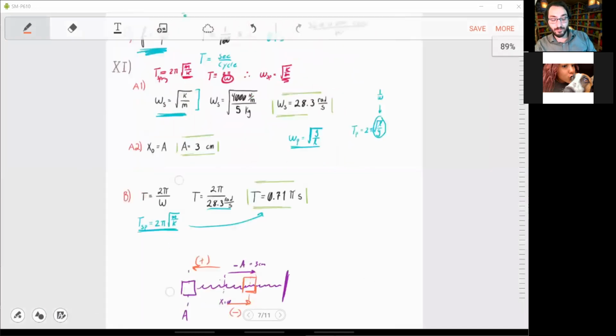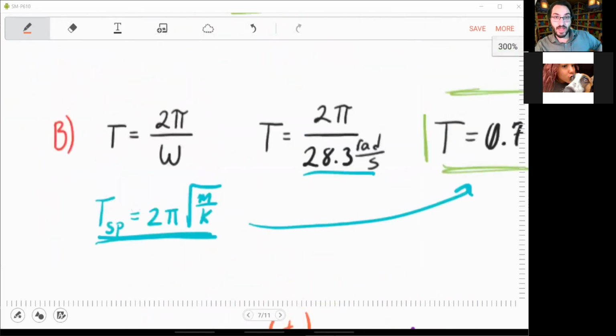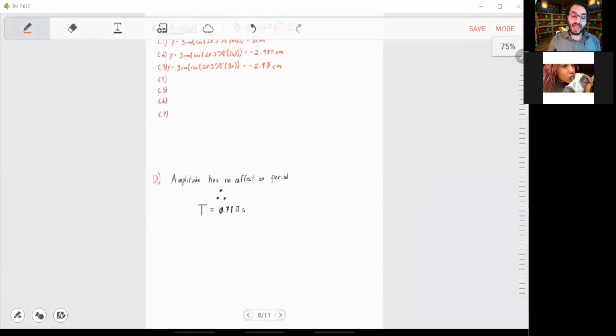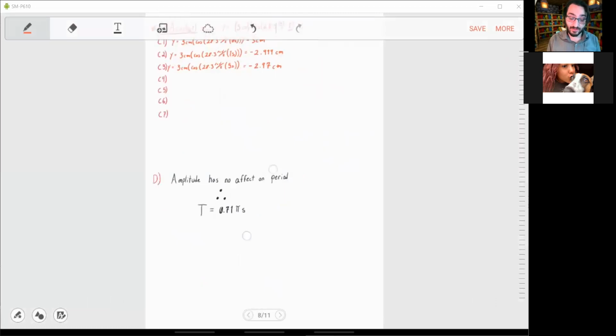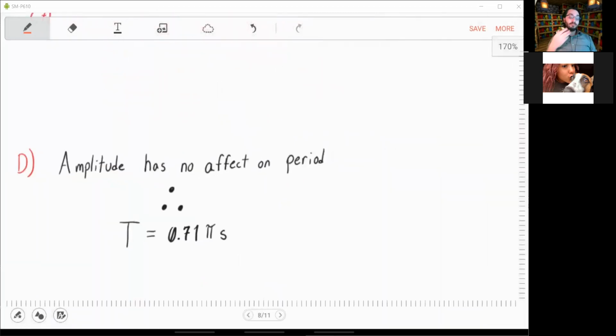Well, we said that the period is 2 pi over omega. The period of a spring specifically is 2 pi radical m over k. Amplitude is nowhere to be found here. Remember what we said about simple harmonic oscillators. Amplitude has no effect on the period. Therefore, T is, did I do that right? Yes, so there wasn't really anything that I had to change. I just had to answer those ones. Period is 0.71 pi seconds. The period did not change. All right. The amplitude has no effect on the period. You change the amplitude, it does nothing.